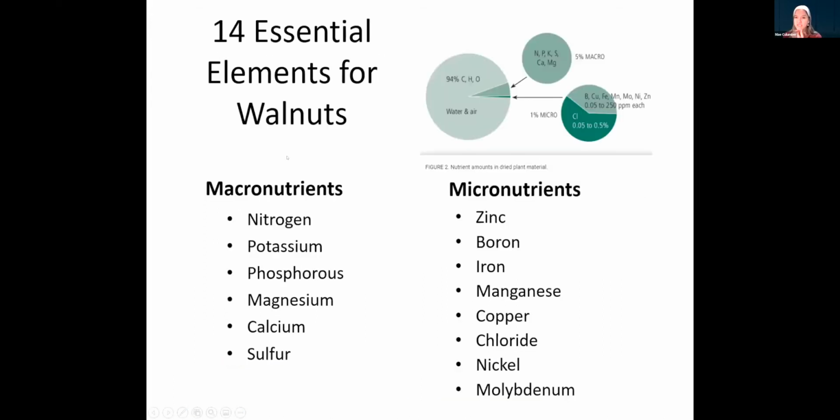And so there are 14 essential elements for walnuts, and these all vary greatly in their concentration, but all are needed for particular functions in walnut. And the macronutrients make up about 5% of dried leaf tissue or plant material in walnut. And then those micronutrients, those essential, make up less than 1% of the total makeup.